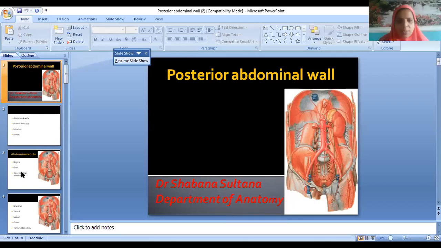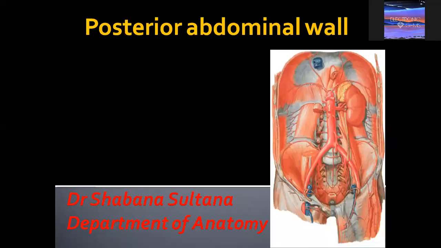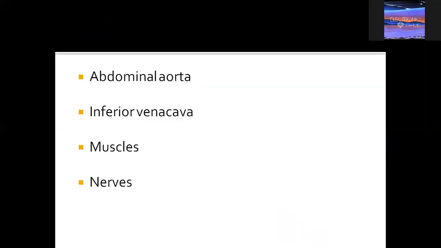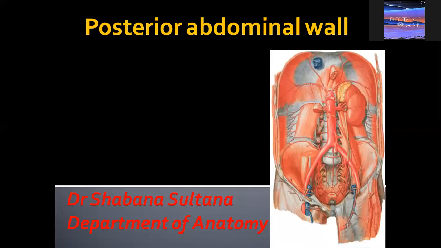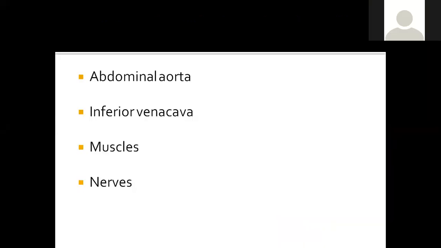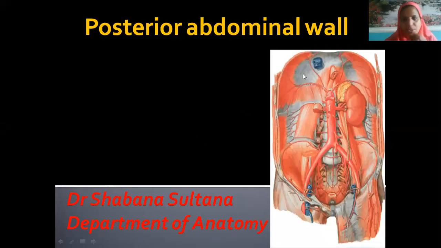So are you able to see the posterior abdominal wall on the screen? Yes. What are you seeing on the screen, Imad? Posterior abdominal wall, descending aorta. Okay, very good. I hope the thoracolumbar fascia is very clear now. After the thoracolumbar fascia, what are all the structures we see in the posterior abdominal wall?